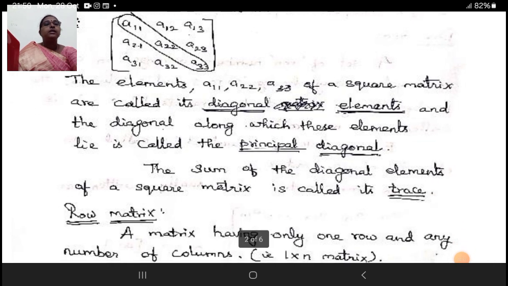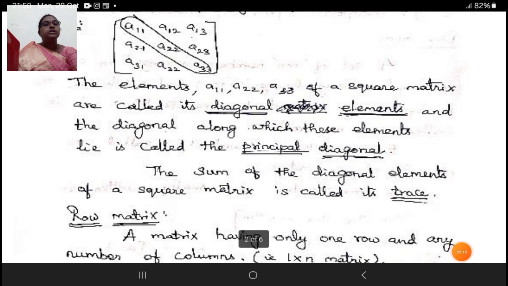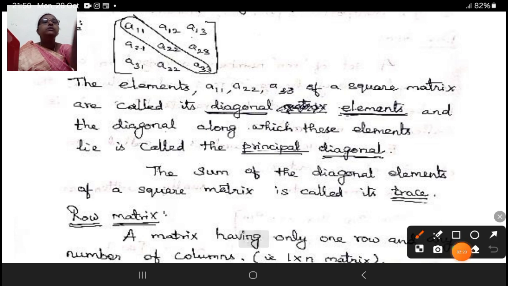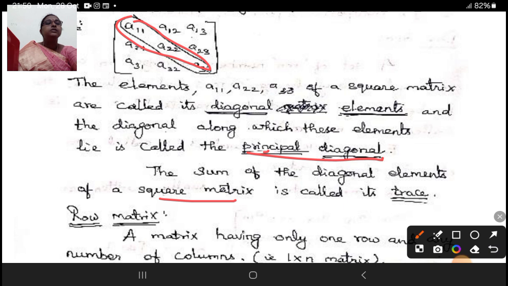Then the diagonal elements. The elements A11, A22, A33 of a square matrix are called its diagonal elements. The diagonal along which these elements lie is called the principal diagonal. The sum of the diagonal elements of a square matrix is called its trace.